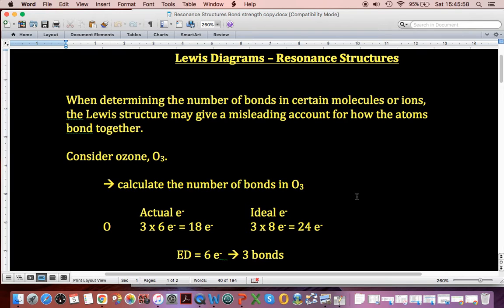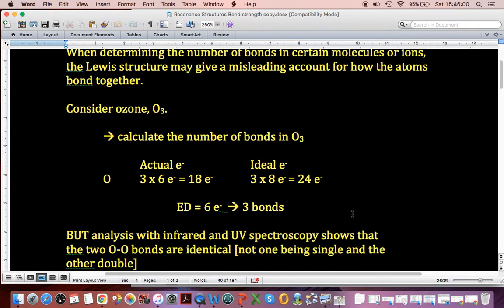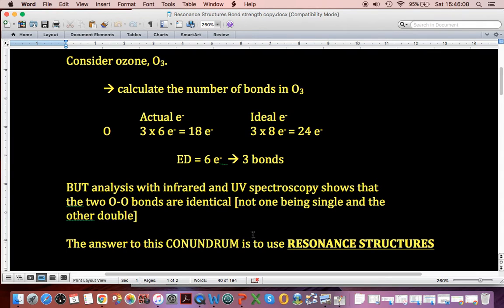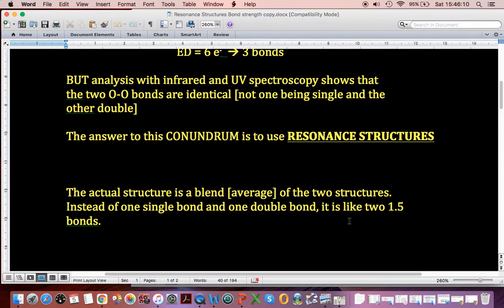Infrared spectroscopy says the bonds are identical in strength. So the bonds aren't as strong as a double bond, but they're not as weak as a single bond. And so we can think of it almost like a 1.5 bond. And that's really what we do. And in a later video, we'll show how we represent that.